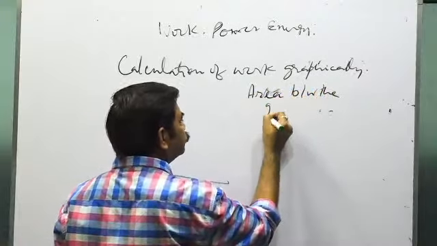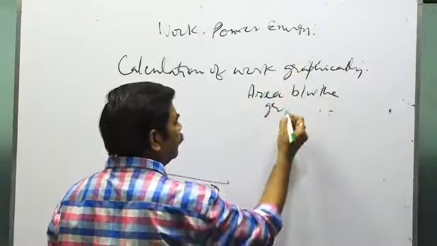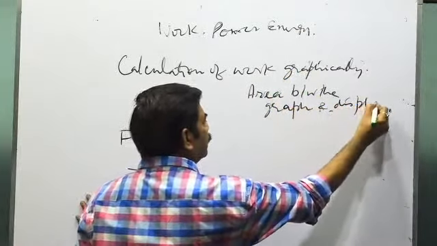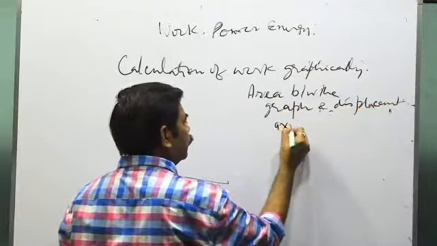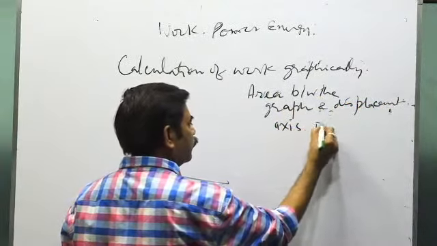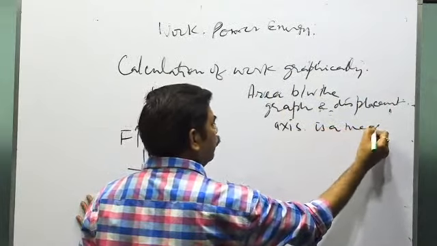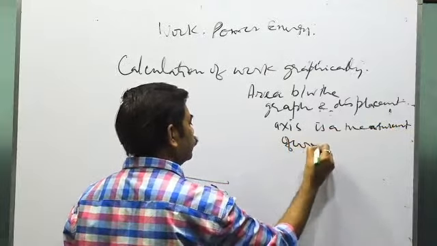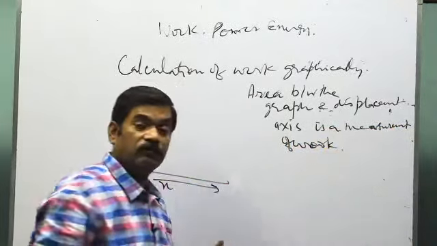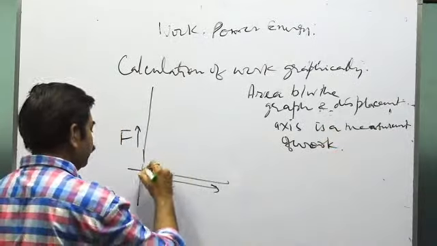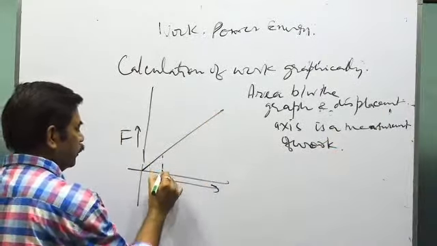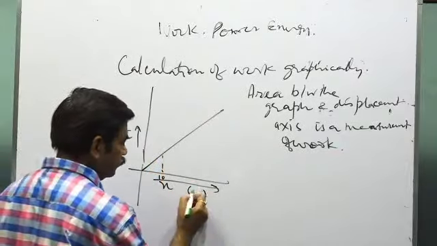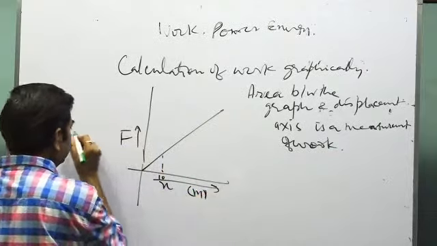The concept is that the area between the graph and the displacement axis is a measurement of work. Is that clear? Suppose this is the graph. Displacement is in meters, and force is in newtons.